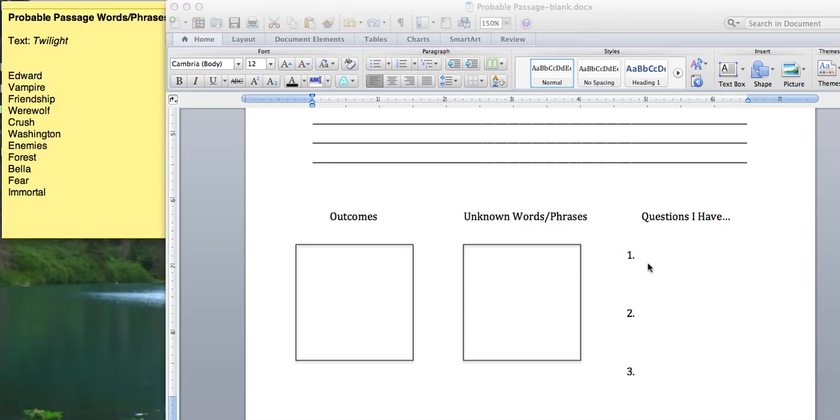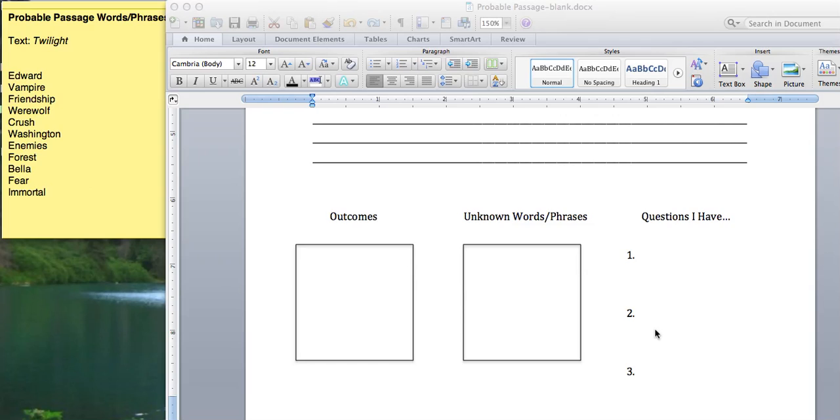And then I always make them come up with 3 questions. If it's a shorter text, you could say, come up with at least 2. I always encourage my students to come up with 3 just because it's better to ask more questions.